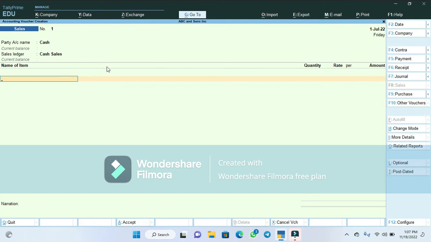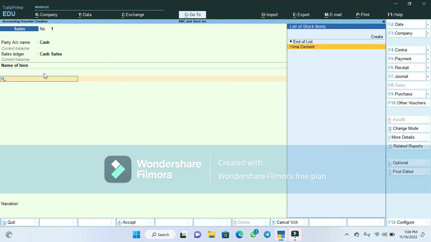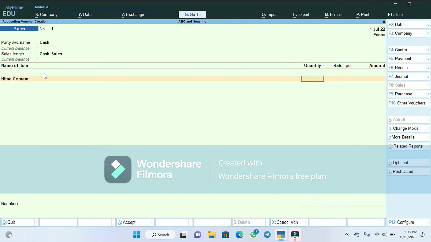Since we are receiving cash on sale, you see the difference between this and the one which I hinted on earlier on. So we've selected cash and cash sales. Name of the item, let's select Hima cement. I just typed H and it brought Hima cement. I press enter. Quantity 2 bags, correct.